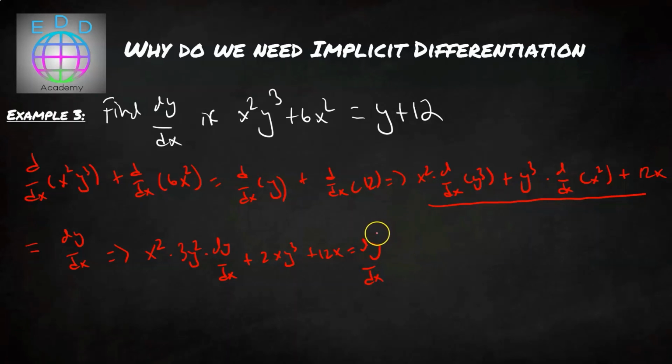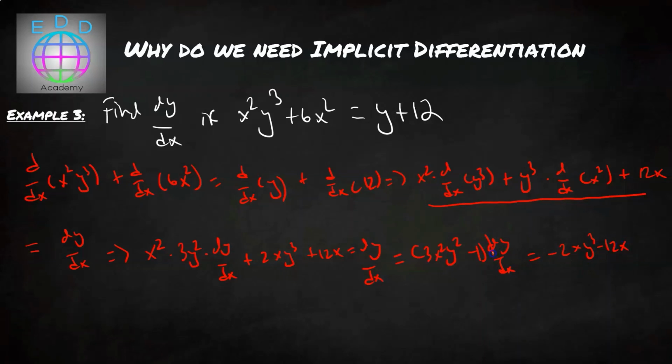We can manipulate this a little bit, factor out a term of 3x squared y squared minus 1. That minus 1 term comes from subtracting the dy dx onto this side to isolate it, try to get it on the same side. And we can also subtract some other terms, and we get that 3x squared y squared minus 1 times dy dx equals negative 2x y cubed minus 12x.